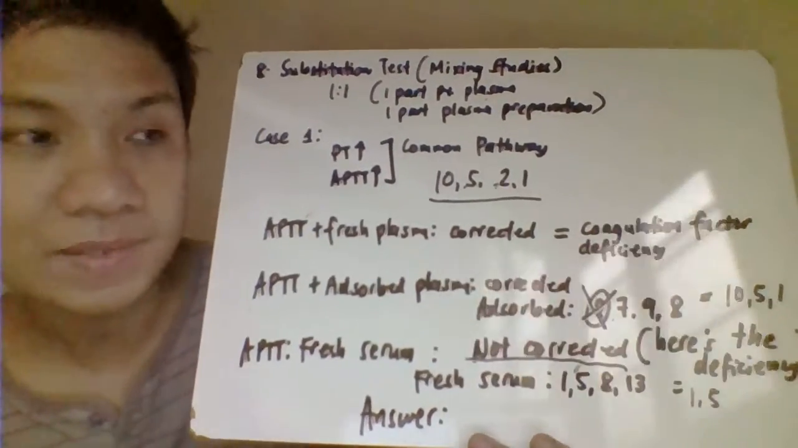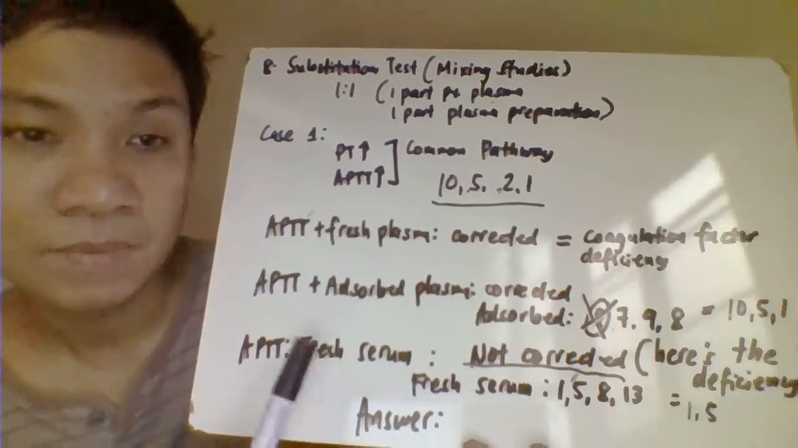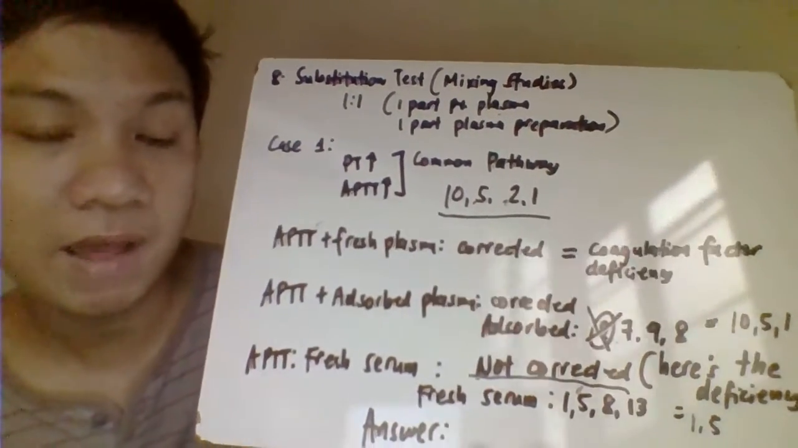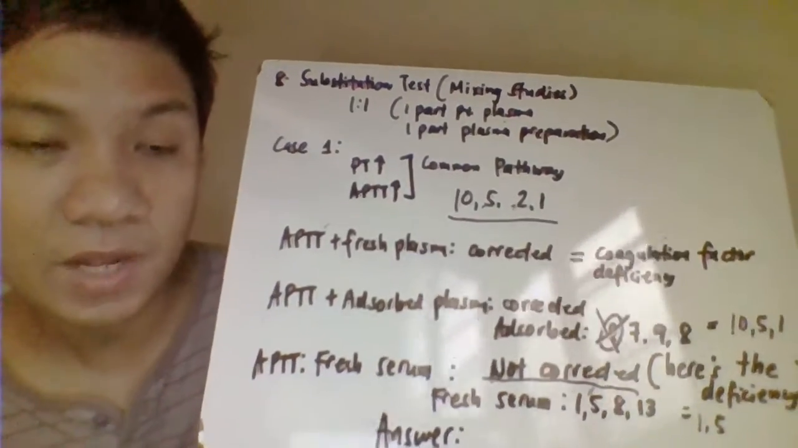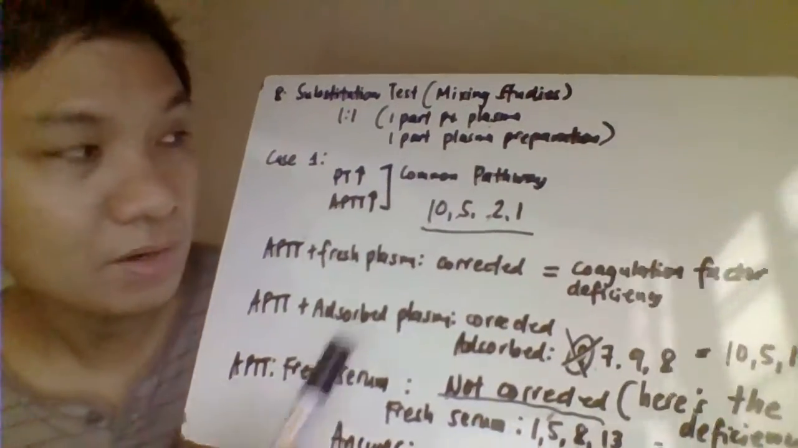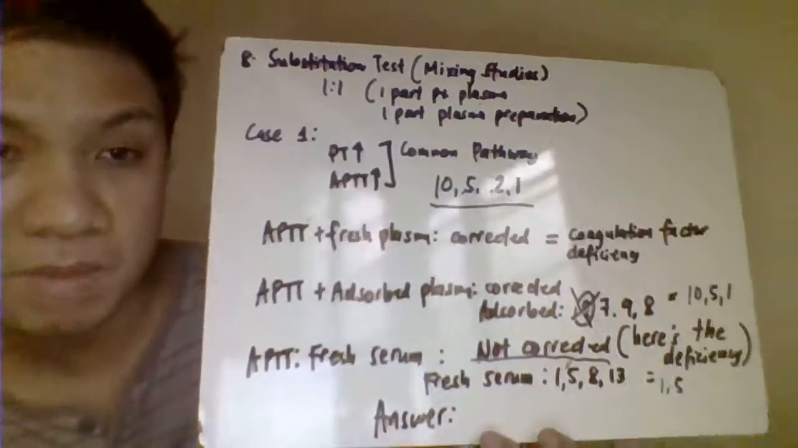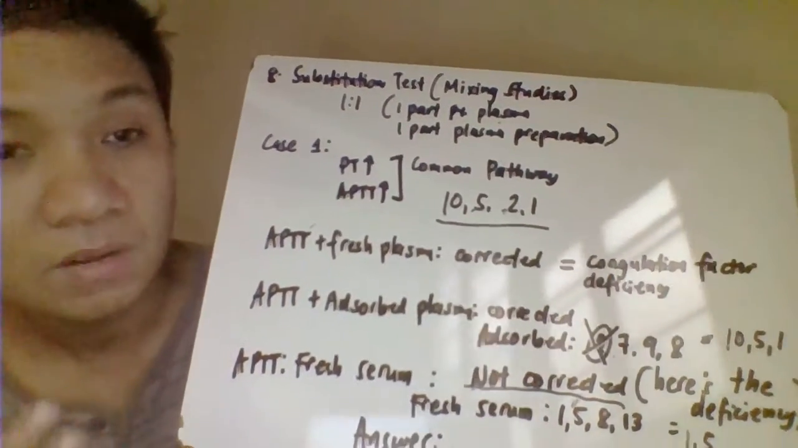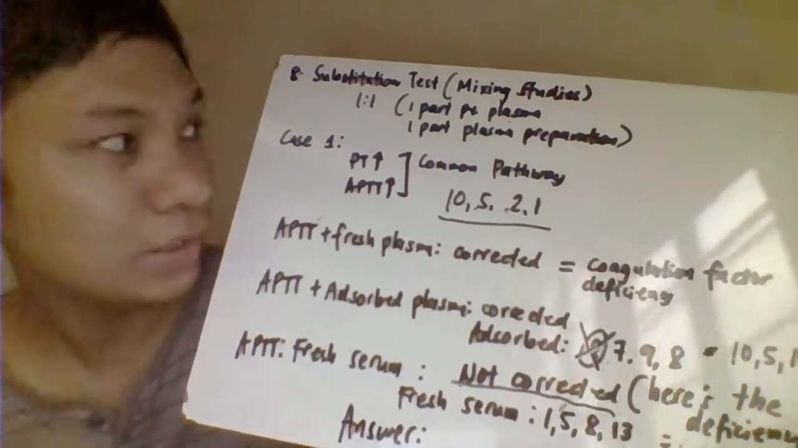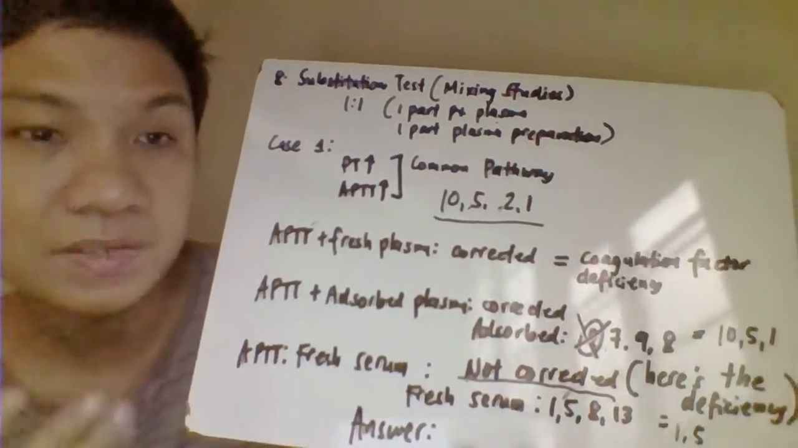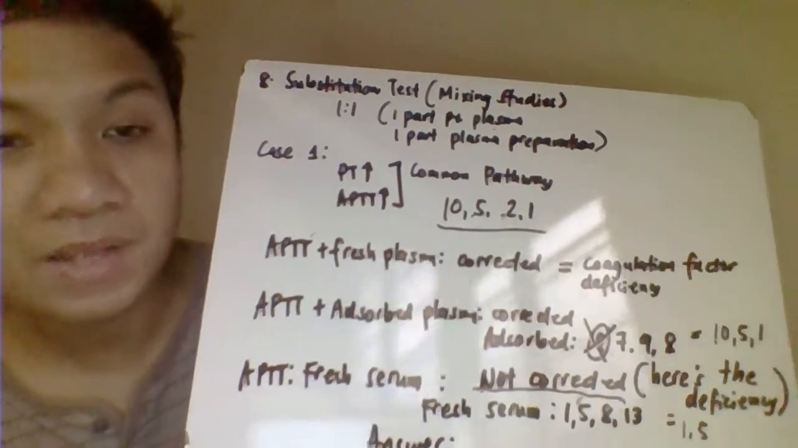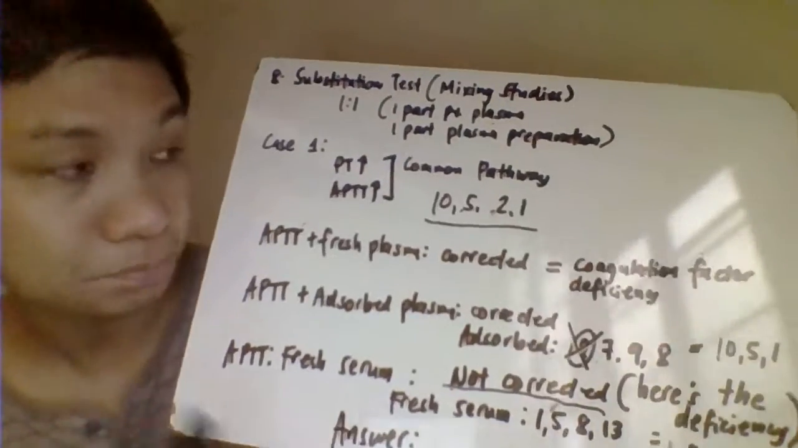So we are doing this 1:1. One part of our patient plasma, then you can have here one part also of a different plasma preparation as our reagent. Our different plasma preparation may be in the form of fresh serum, or not only plasma, it can be serum. As a reagent, it can be fresh serum, adsorbed plasma, or fresh plasma.